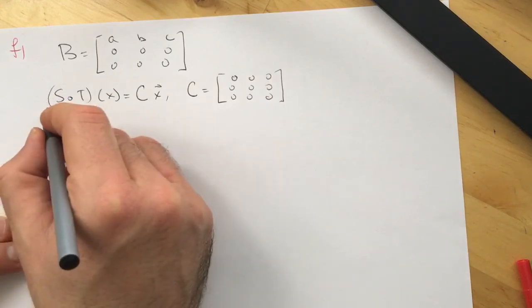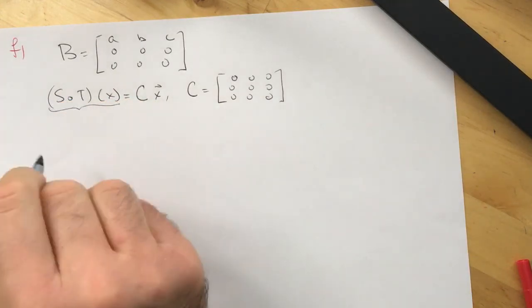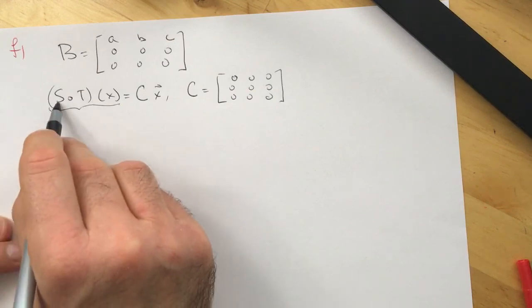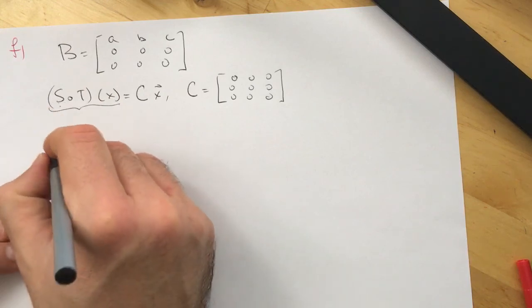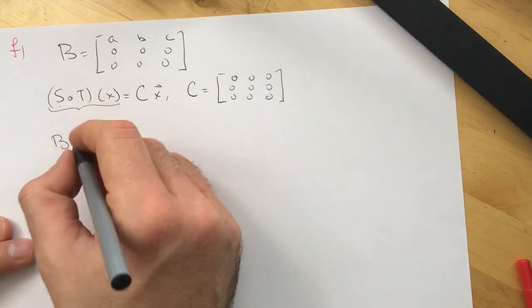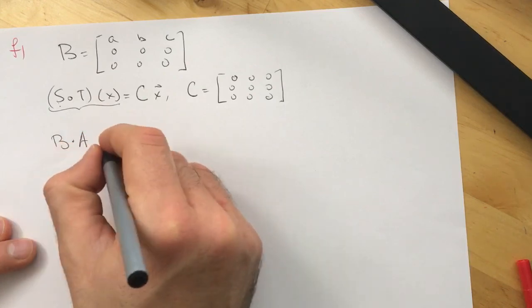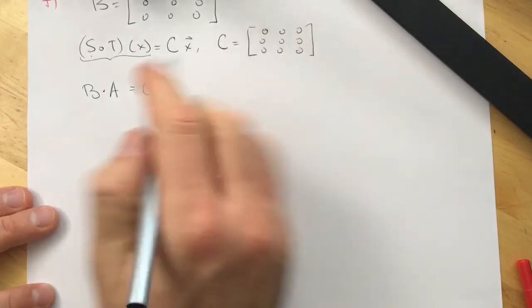But what is going to be the standard matrix of transformation of S composed with T? If B is the standard matrix of transformation of S, and A is the standard matrix of transformation of T, that means that B times A is equal to C. Okay, so what is B?